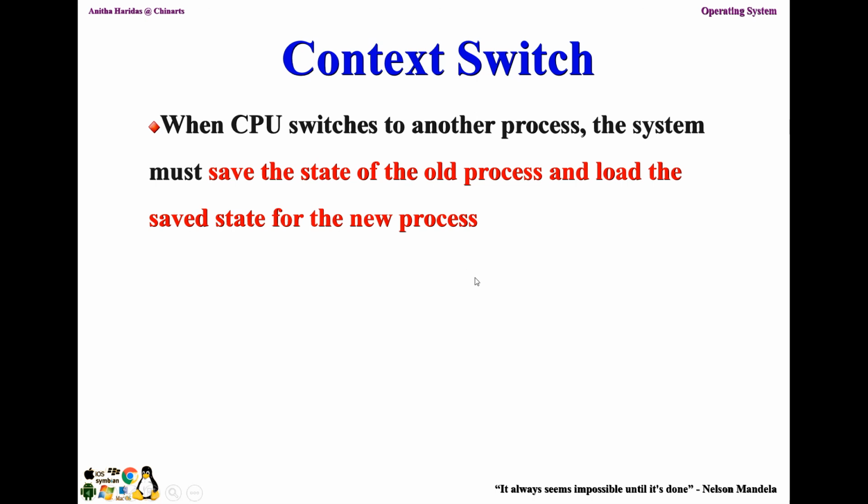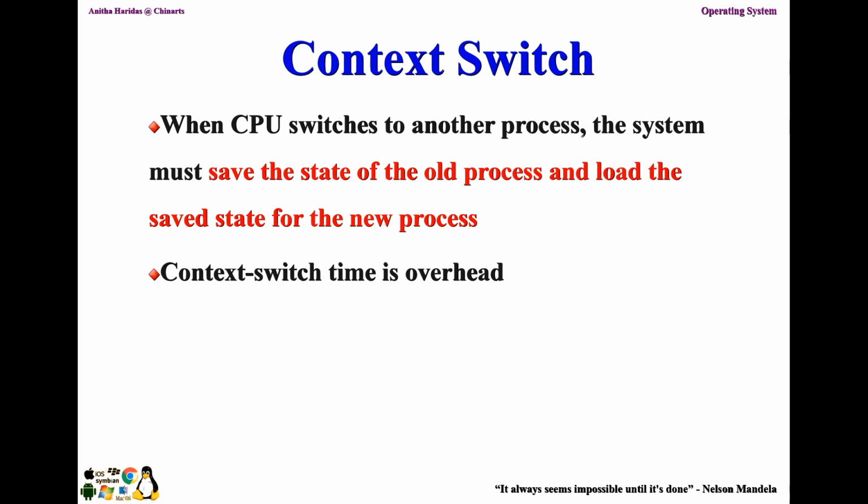The CPU switches to another process and the system saves the state of the old process. We already saw context switching when we studied the process control block. In context switching, we saw that the state of the old process is stored and the new process state is loaded into the primary memory or into the process control block. Okay. But if you look at the context switch, when it switches from one process to another, from process 1 it goes to process 2.